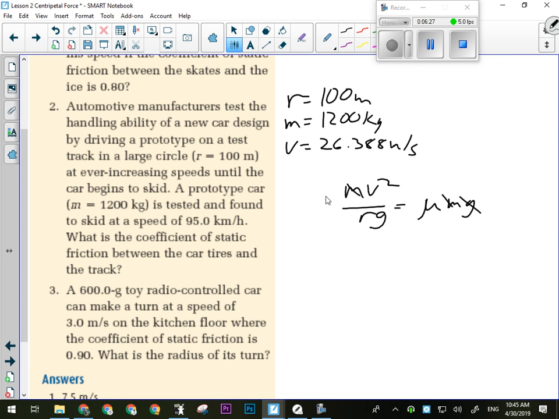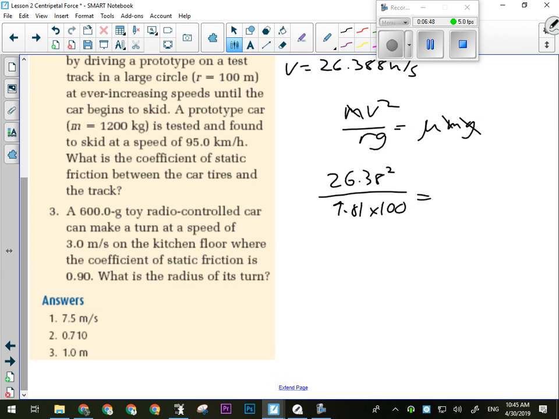So if we're solving for this here, then we'll have our 26.388 squared, divided by 9.81 times 100. Sorry, not 1,200 times 100, 9.81 times 100. And that should give us our 0.710 as our coefficient of friction.